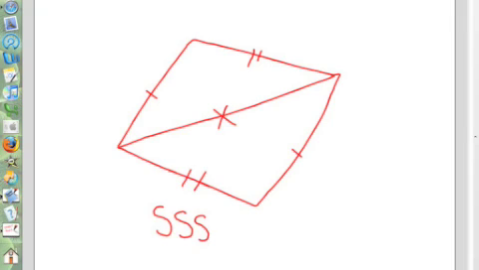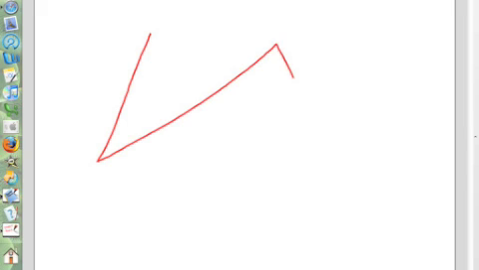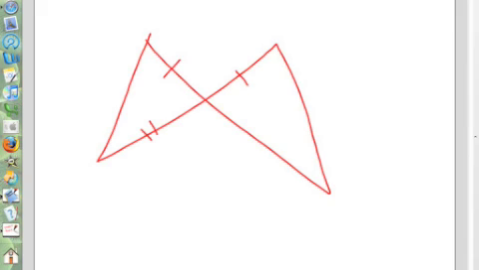Number 6. What's not given but is known? Vertical angles. Vertical angles are congruent to each other. So yes, this can be proven congruent through the what? SAS. Make sure that it's a side angle side on both of them, okay? Because it might throw you off on one.